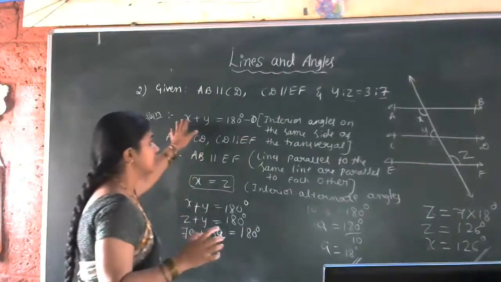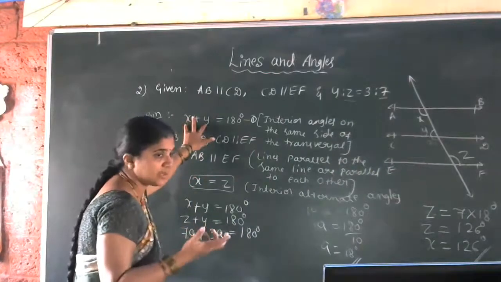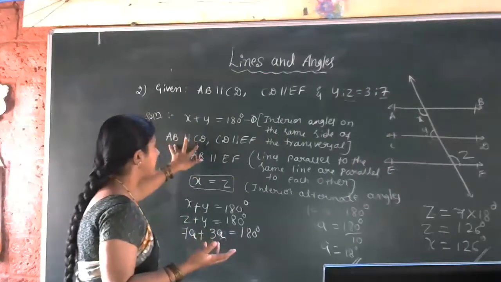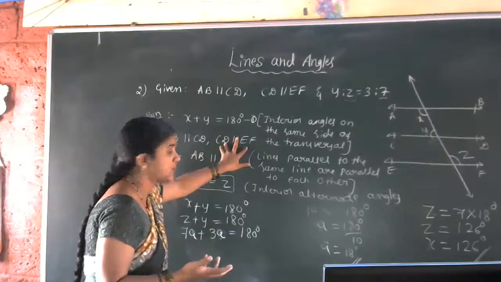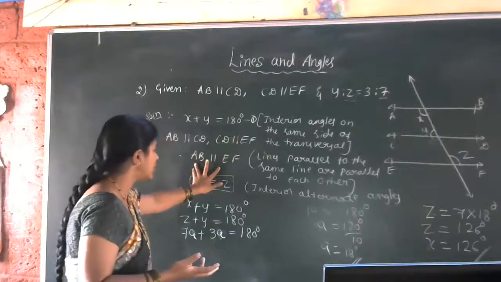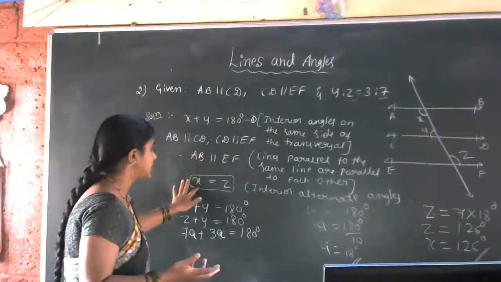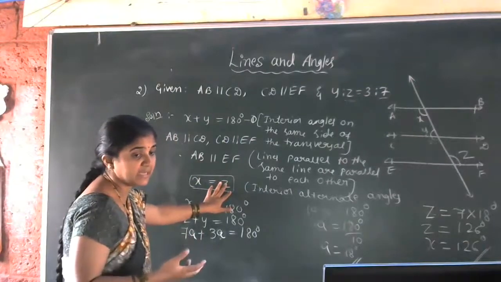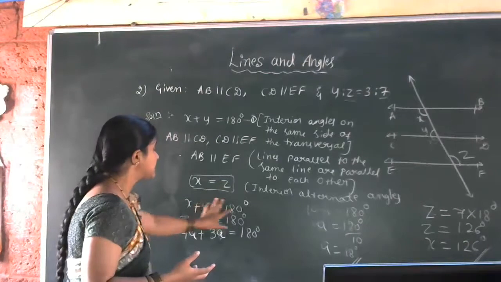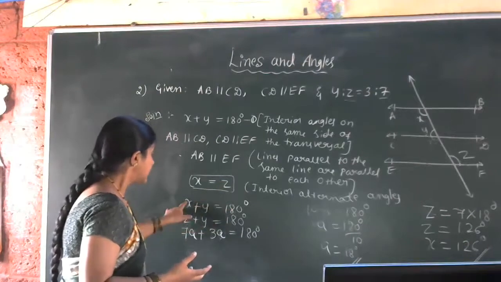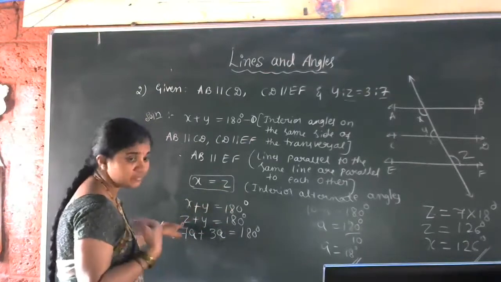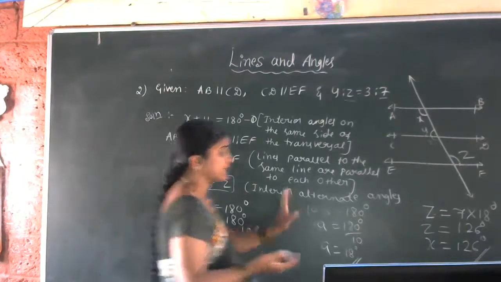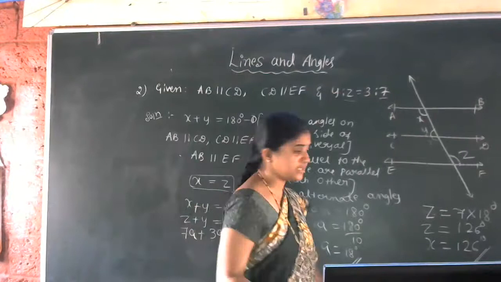First we used that x plus y is equal to 180 degrees, interior angles on the same side of the transversal. Then AB parallel to CD, CD parallel to EF, therefore AB parallel to EF. Next we got the idea that x is equal to z forms a pair of alternate angles. Next, x plus y is equal to 180 degrees, so in place of x we took z. We got z is 126, so x is also 126.